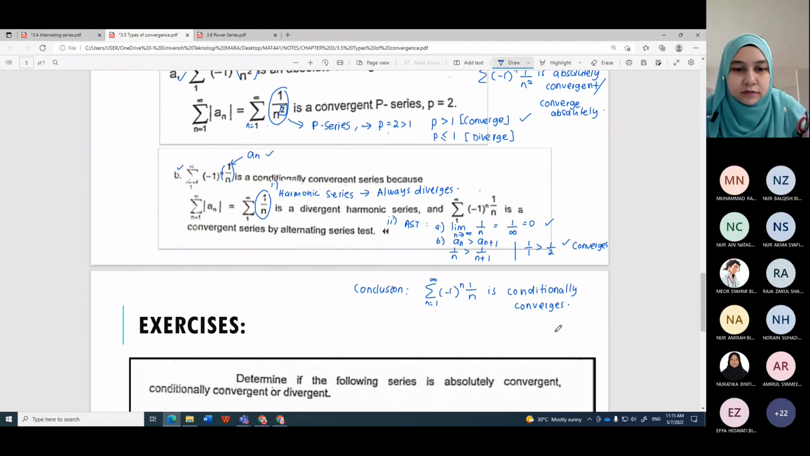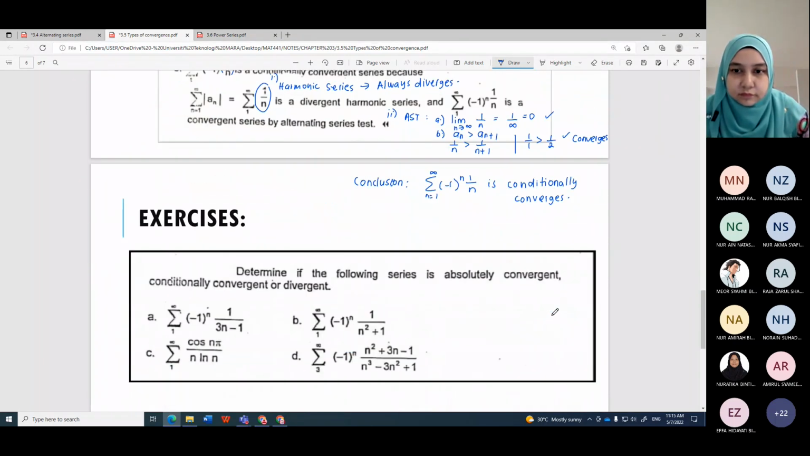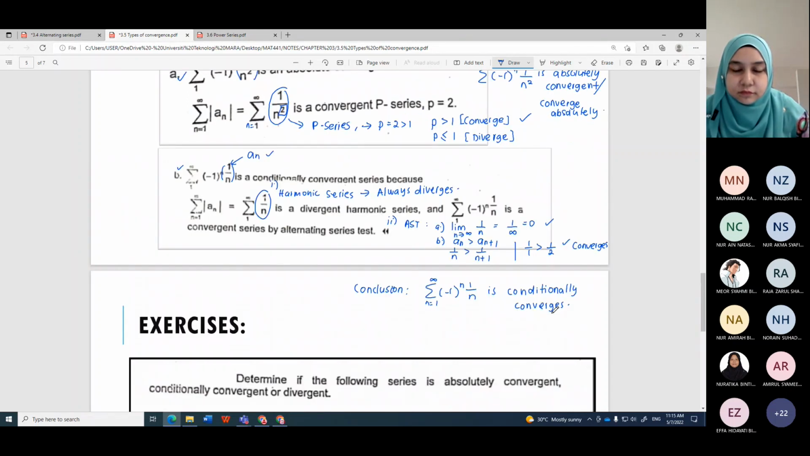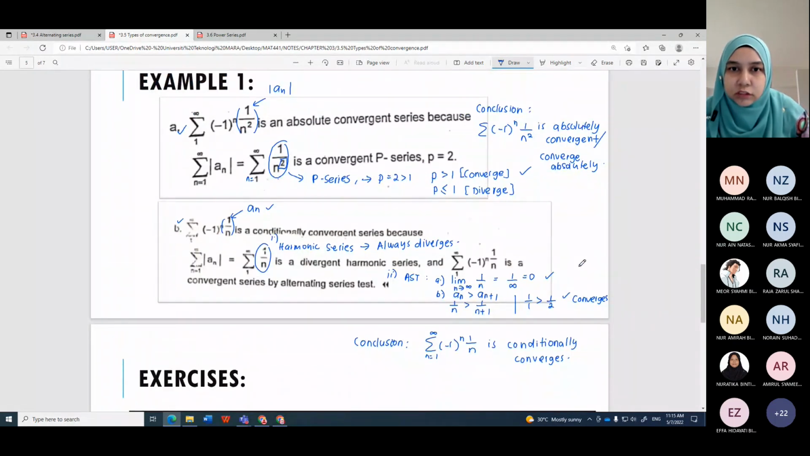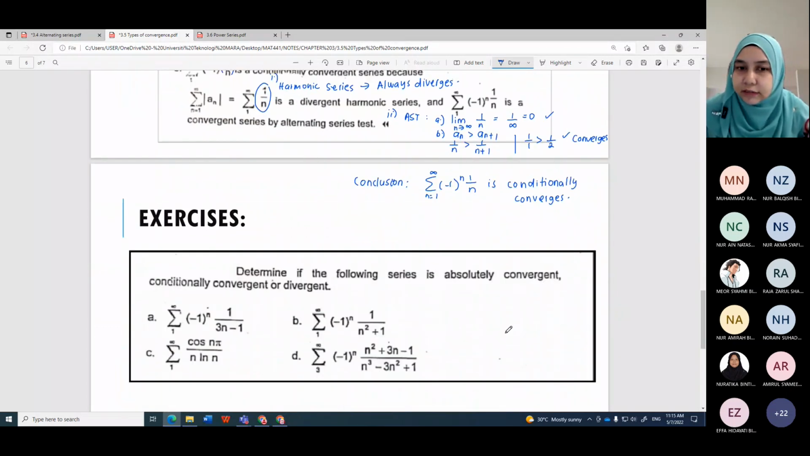Okay, ada soalan tak? So, biasanya ni lah contoh dia untuk ni. Sama ada dia absolutely converge ataupun conditionally converge ataupun diverge. Diverge kalau yang AST ni awak dapat diverge. So conclusion dia diverge lah. Ada soalan untuk ni? Types of convergence? Tak ada.